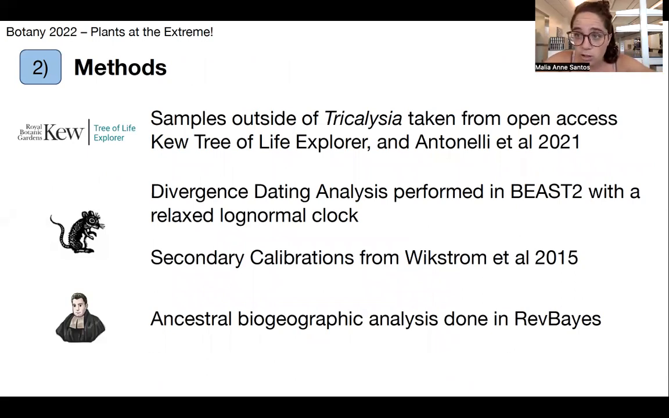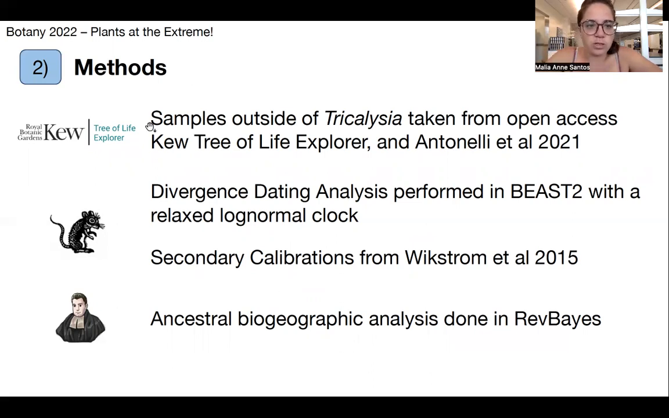Okay, so going into some of the methods for the second objective, to be able to provide a temporal framework for our phylogeny, we needed to date our tree. And in order to do that, we had to take samples outside of Tricalysia. And we did this by taking samples from the open access Kew Tree of Life Explorer and Antonelli et al. 2021, which was a study done on the tree of Gentianales.